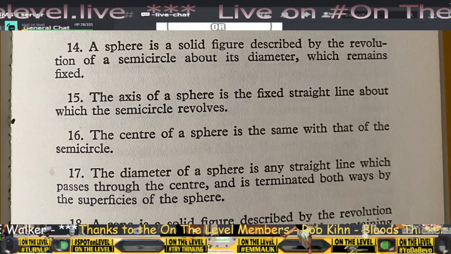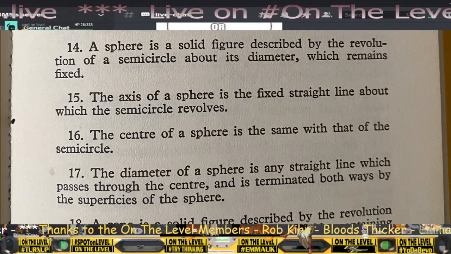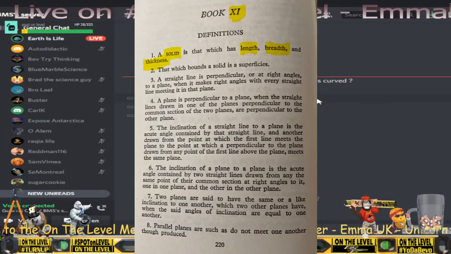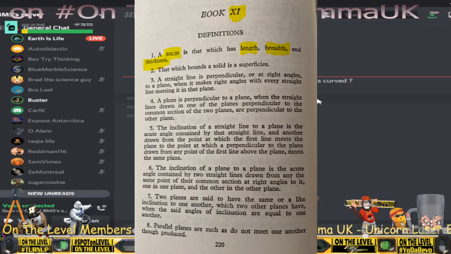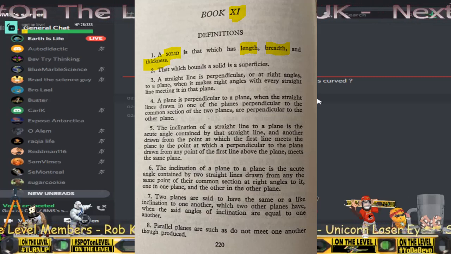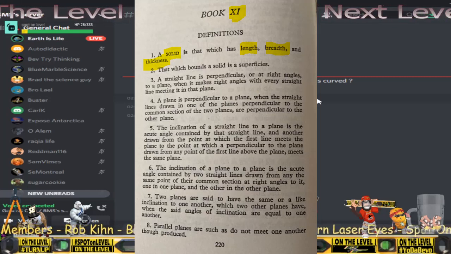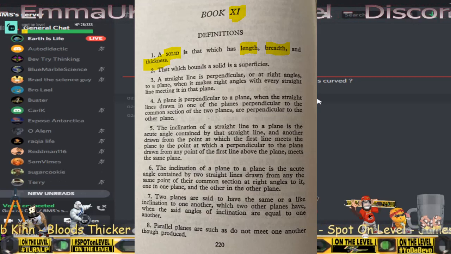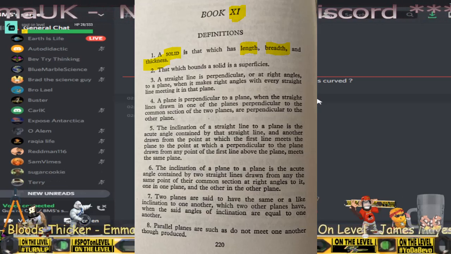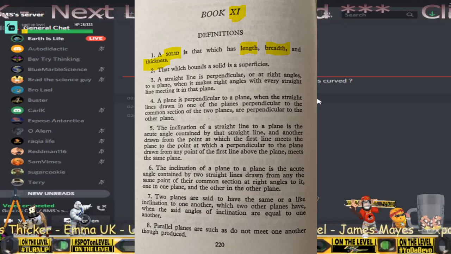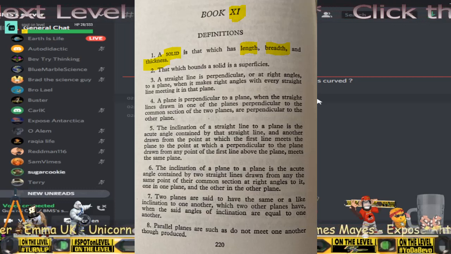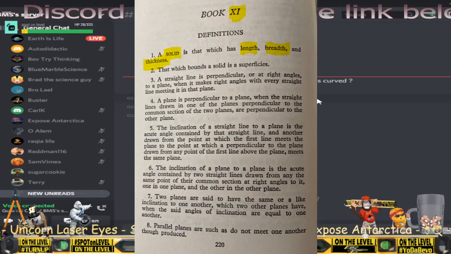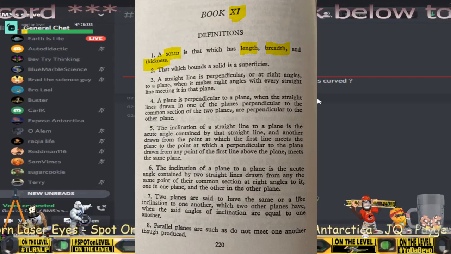Oh, check this out. Euclid's Elements. I believe it's implied in the name of it. That was a pretty weak answer. Definition number 15: the axis of a sphere is a straight line which remains fixed and about which the semicircle is turned. That's a three-dimensional shape, right? What book? Book 11. Yep, absolutely.